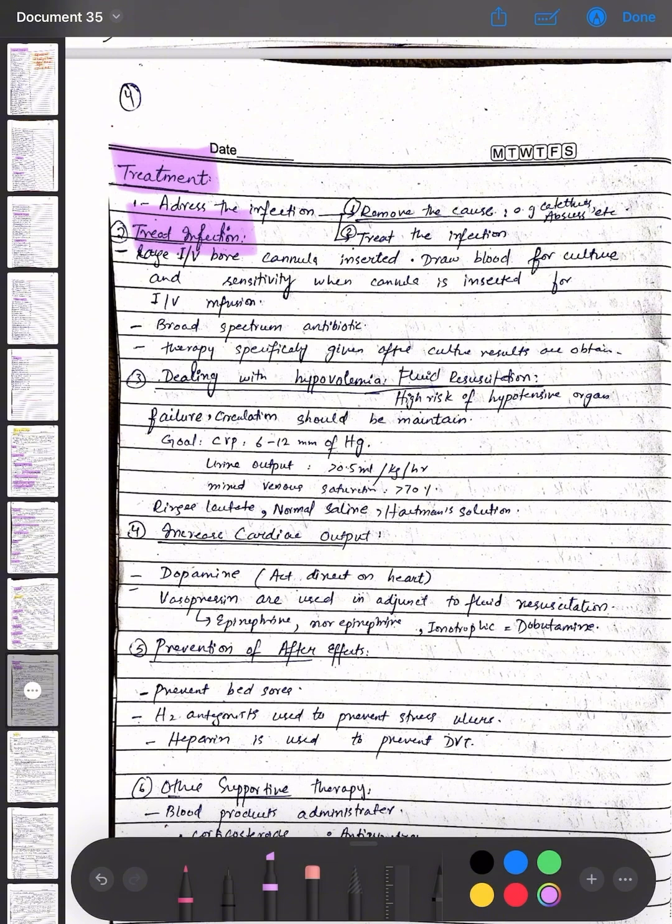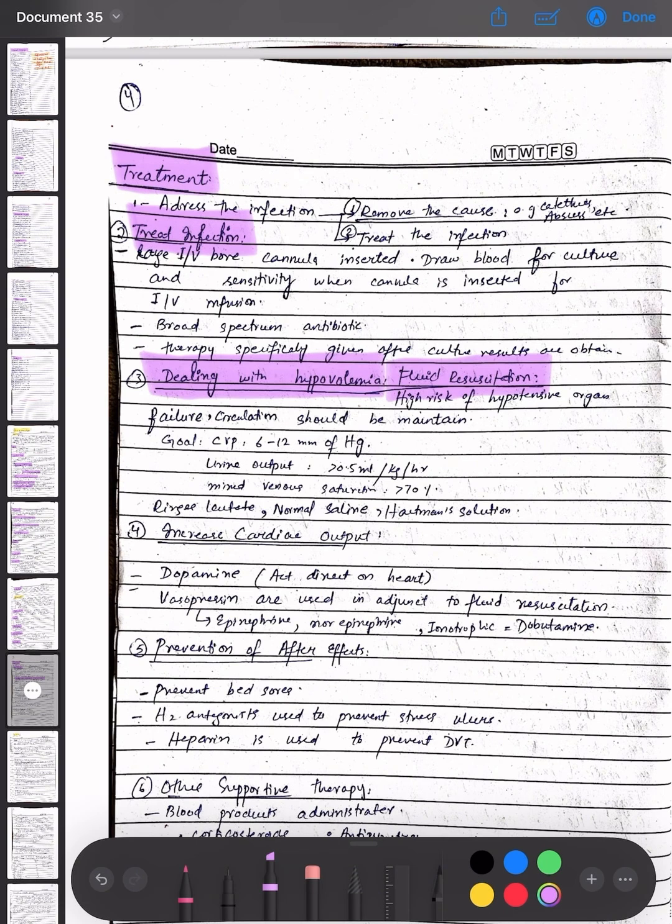Dealing with hypovolemia: fluid resuscitation. First, we have to treat the infection. Then, if hypovolemia has occurred, we have to treat it. There is a high risk of hypotensive organ failure, so circulation should be maintained. The goals are CVP 6 to 12 mm of Hg, urine output greater than 0.5 ml, and mixed venous saturation greater than 70%. These are our goals.